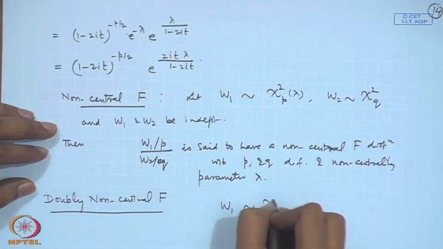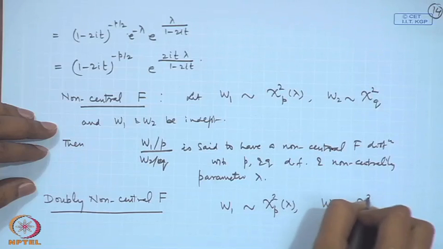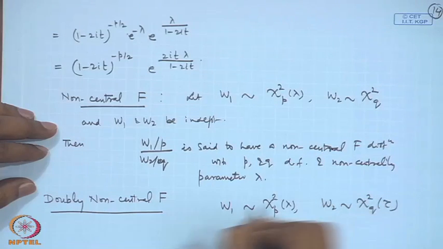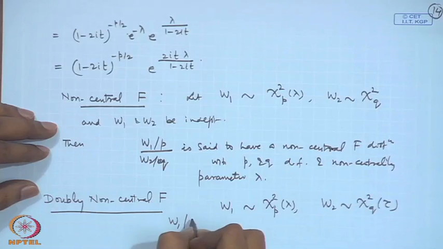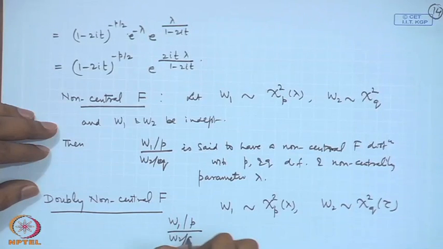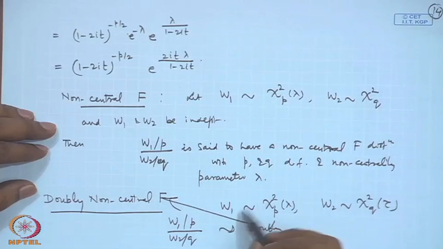Say W1 follows chi square p lambda and W2 follows chi square q tau. So, in that case, if we consider W1 by p divided by W2 by q, then this is called doubly non-central F. Of course, they should be independent.